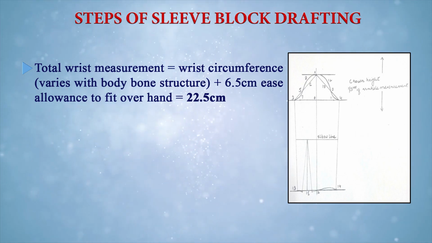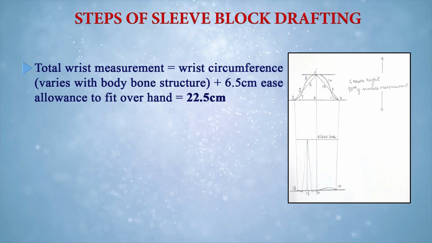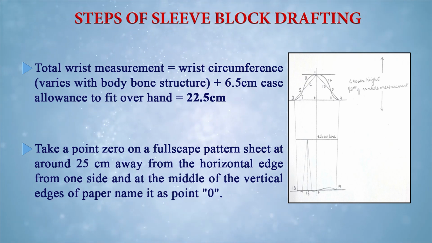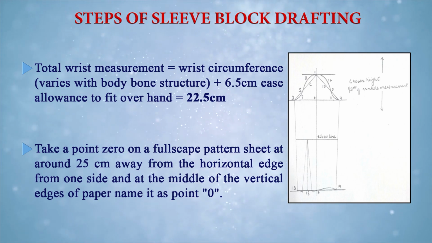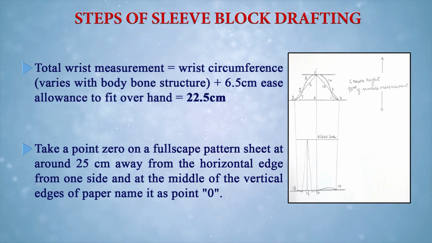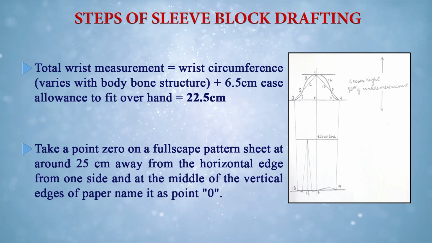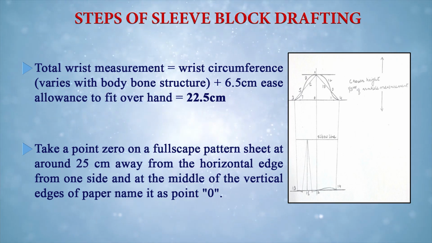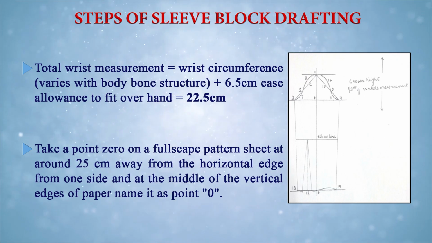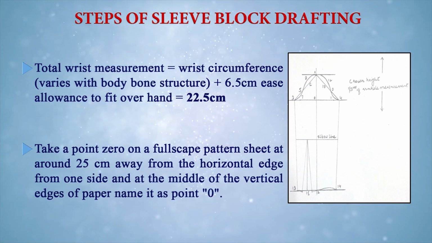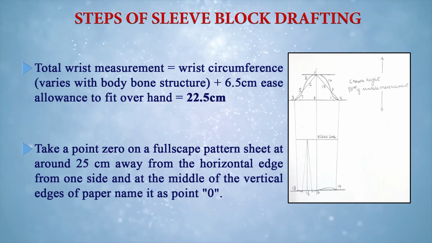Then as we have done in the basic Bodice block, we take a point 0 on a full scape pattern sheet at around 25 centimeter away from the horizontal edge from one side and at the middle of the vertical edge of the paper and name it 0. As you can see in this picture, we have taken the measurement starting from the 0, and in this way we create the basic sleeve block using the measurement.